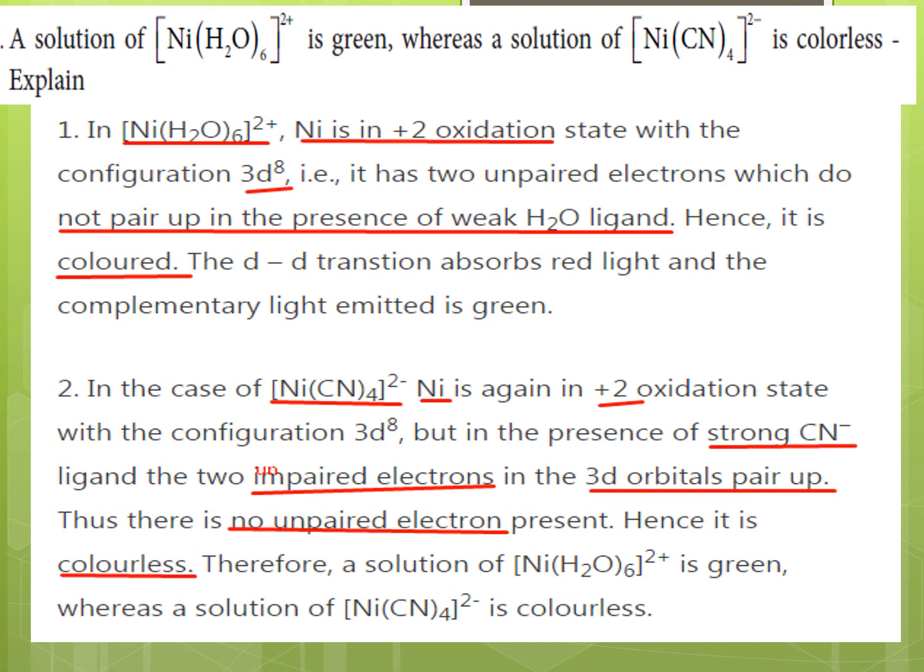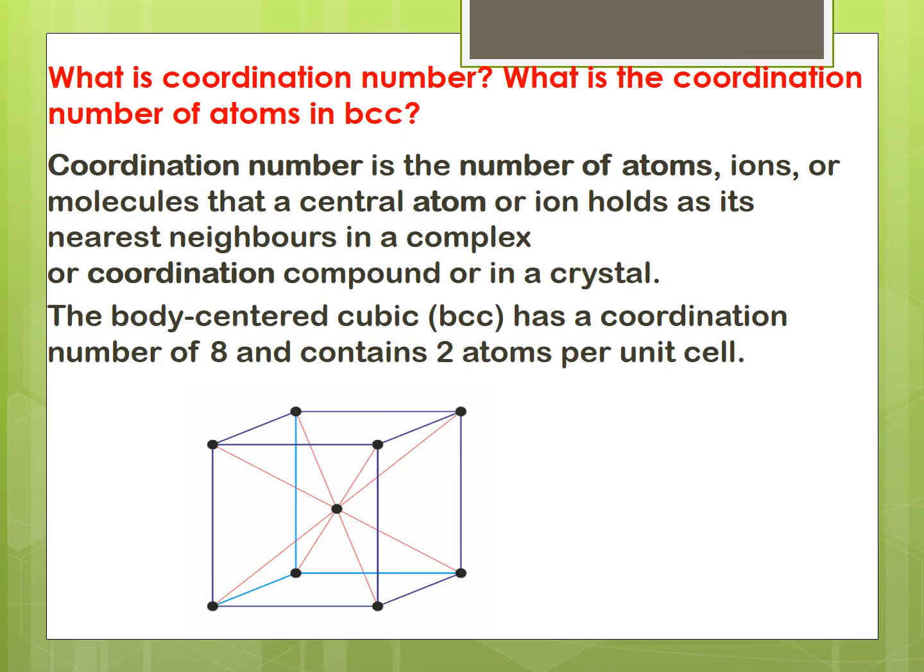So we'll move on to the next question. What is coordination number? What is the coordination number of atoms in a BCC, body centered cubic unit cell? What is coordination number? The number of closest neighbors a central atom can hold in a particular complex is called the coordination number. In the body-centered cubic unit cell, as you see in the picture, the body-centered atom has neighbors present on 8 corners. So the coordination number is 8.